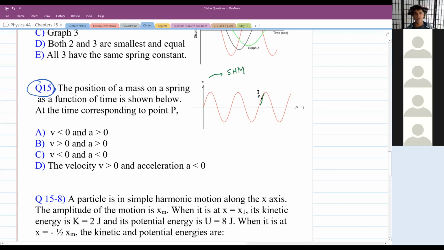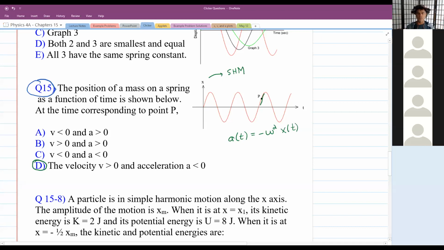Now, how about the acceleration? Easiest thing to keep in mind is acceleration is always, for simple harmonic motion, negative some constant times the position. So in this case, my position is positive, which means my acceleration is negative. So the correct answer is the velocity is positive, the acceleration is negative.